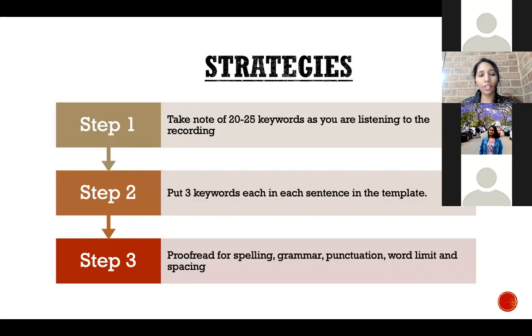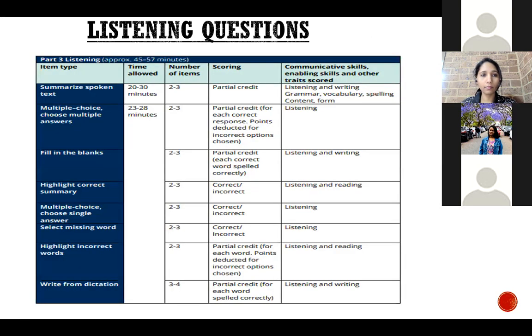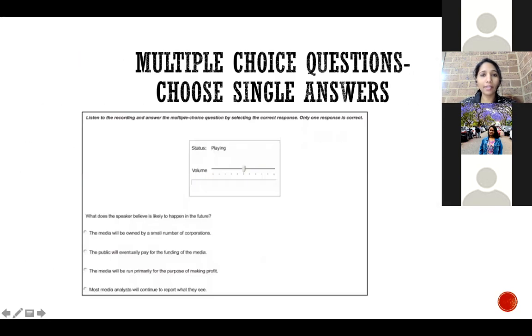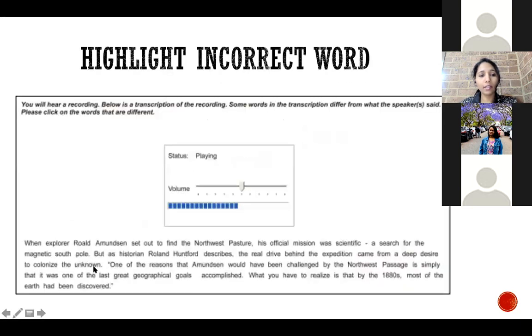The next important question is highlight incorrect words. So that is an important question. So what happens here is, highlight incorrect word. You see an audio is played and the transcript of that audio is already given to you. So your job is to match if the audio is matching with every word. Every word in the audio should match with every word in the transcript. So every time a word is not matching, you click on it and you highlight it.